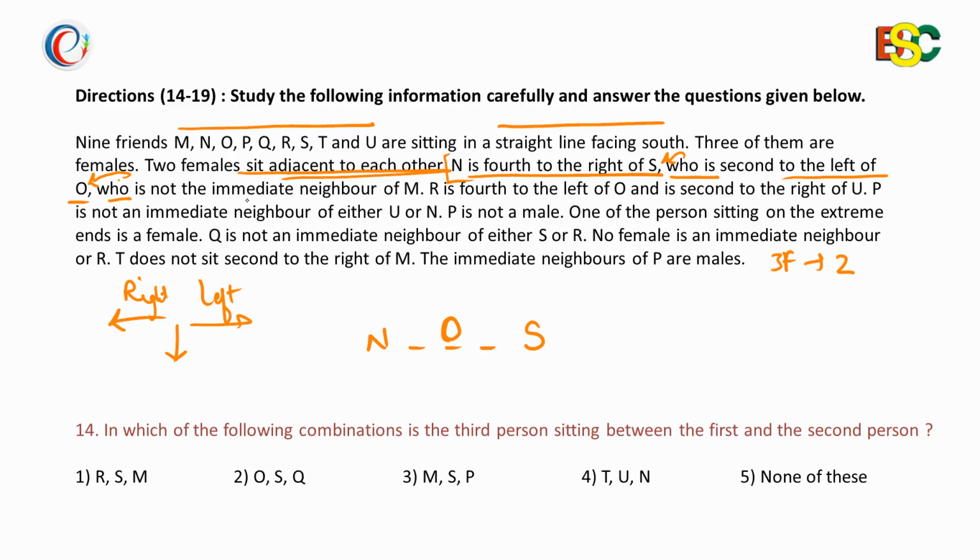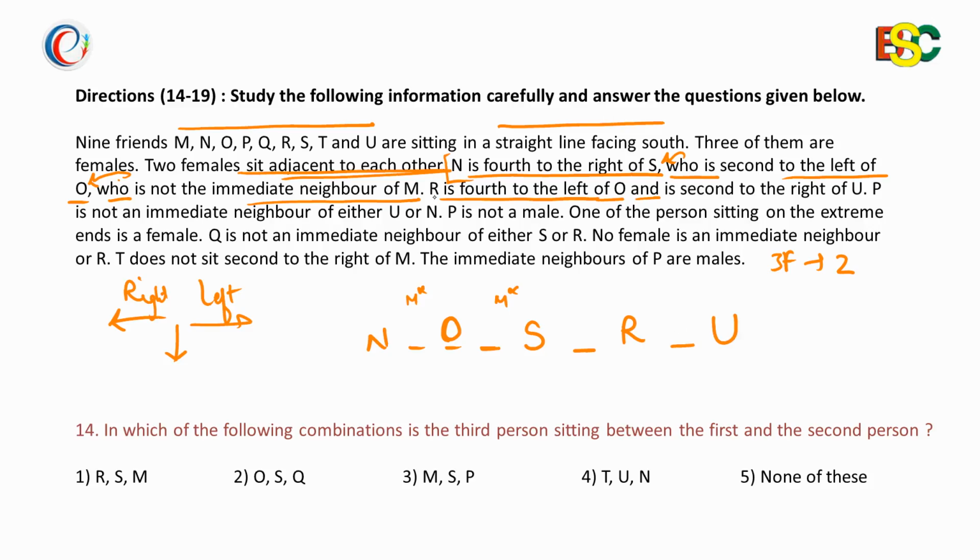O is not the immediate neighbor of M. So M will not sit here, M will not sit here. R is fourth to the left of O. So left of O means here 1, 2, 3 and 4. R is fourth to the left of O, and is second to the right of U. So right of U is this.